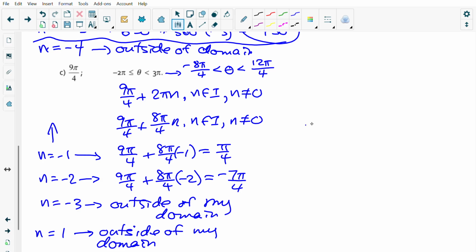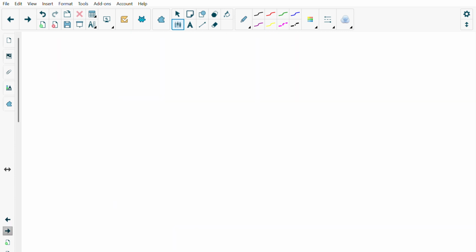Okay, so we start with 9π/4. It says identify all angles that are coterminal and are within the given domain. So coterminal with itself, another one, π/4, -7π/4, so 3 angles total. Okay, next page, folks.